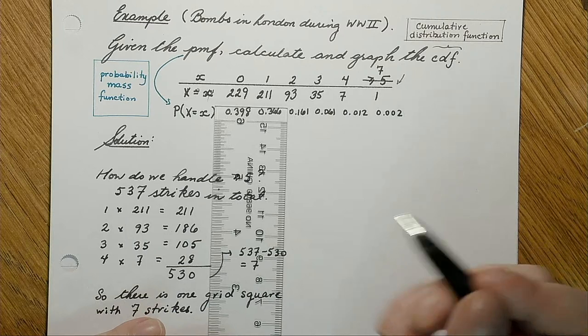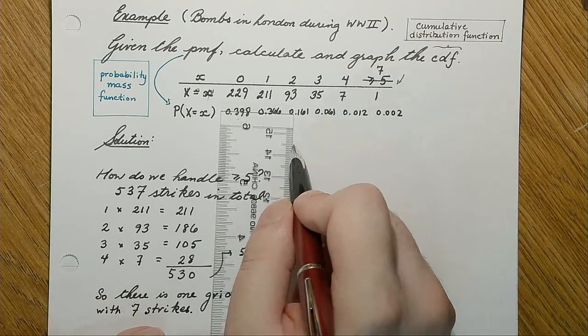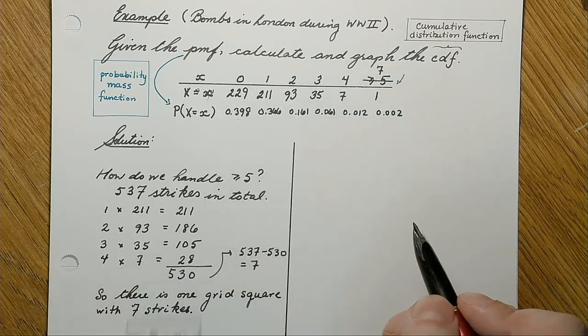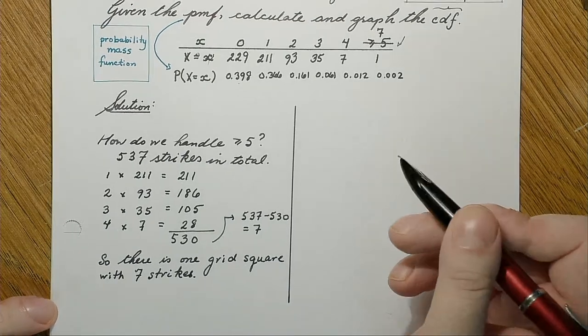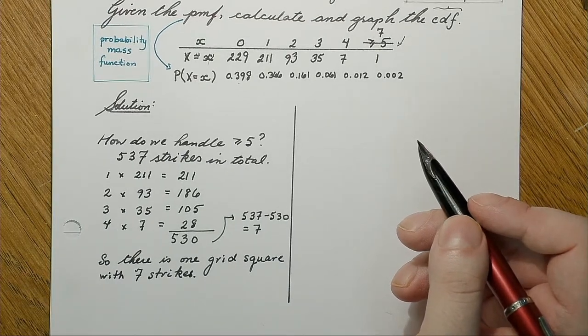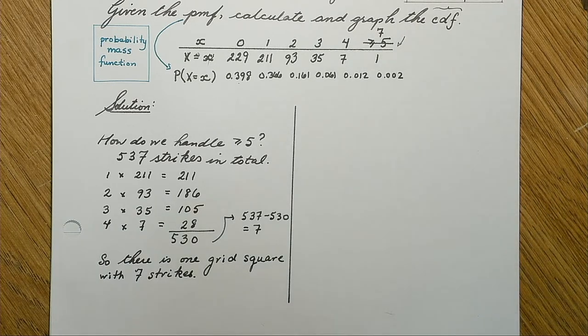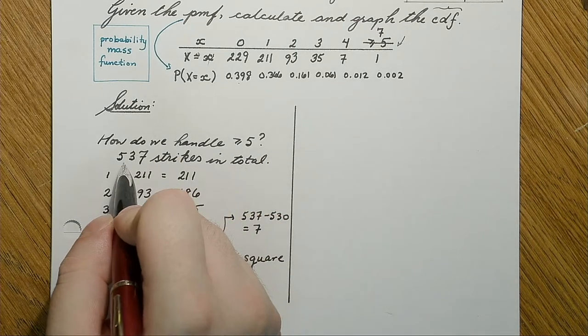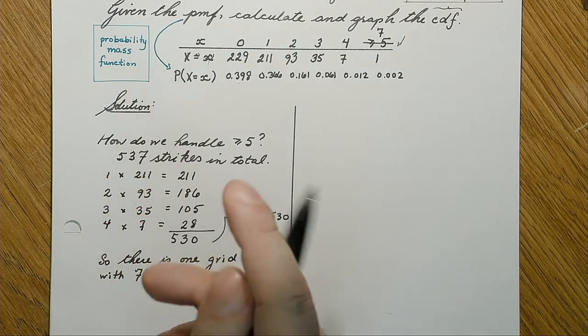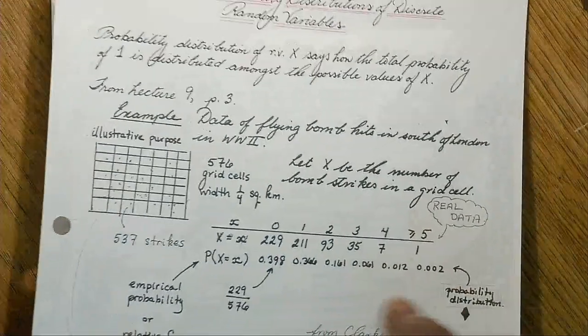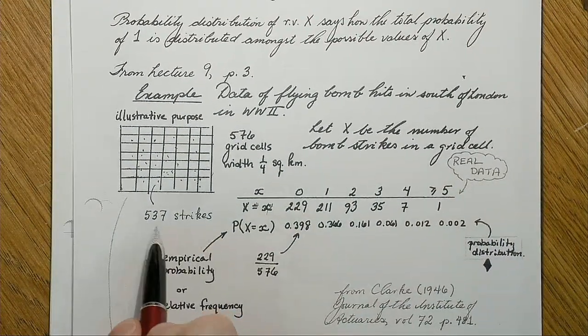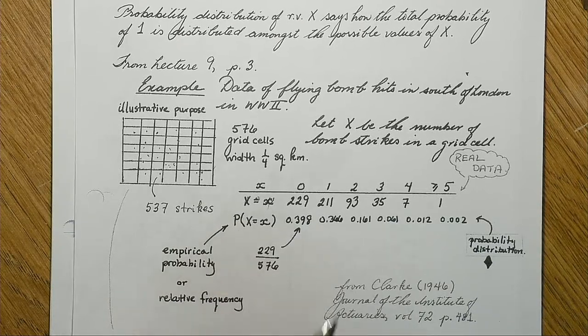Okay, so now that we have that, sir, can you re-explain again why there are 7 strikes? Well, from the question, from the data, we were told that there were 537 strikes in total.